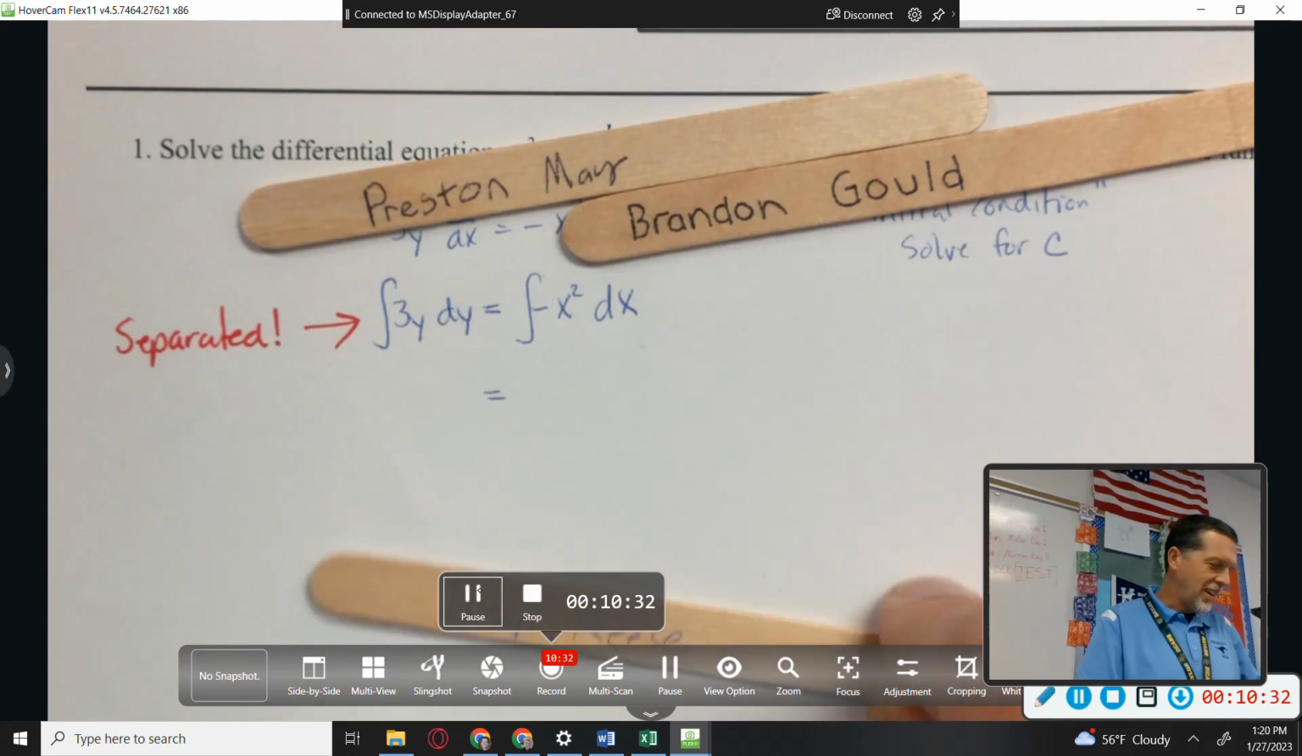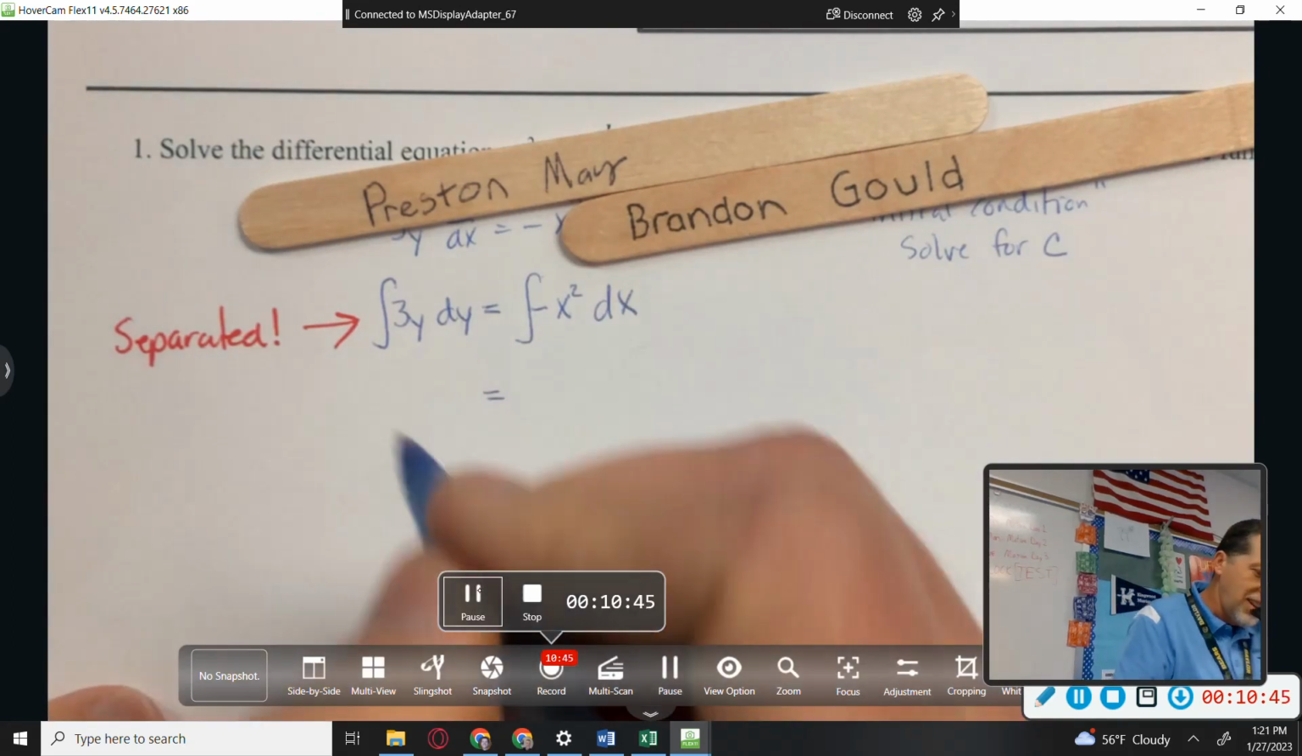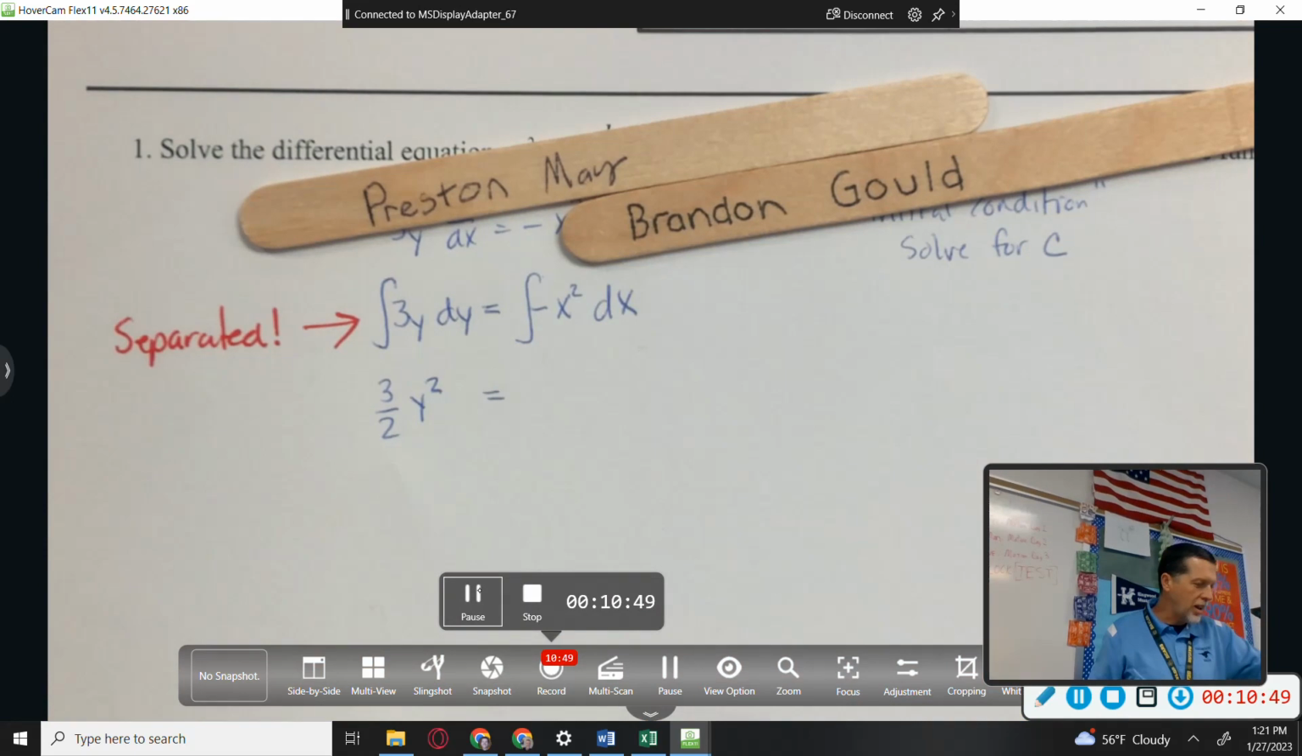All right, Trey's going to be up next after Preston and Brandon go for us here. So Preston, the antiderivative of 3y with respect to y. 3y squared over 2. Good job. I'm going to write that a little bit different than how you said it, but 3 halves y squared, 3y squared over 2, same thing.